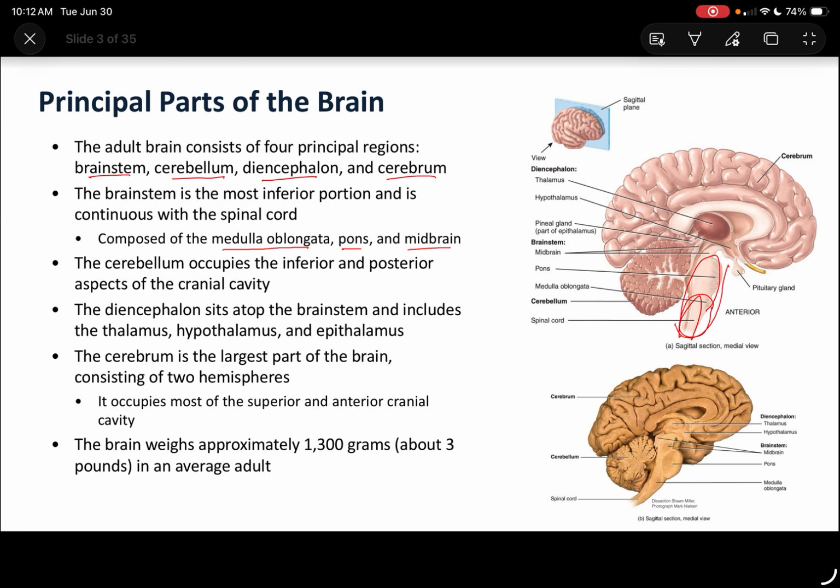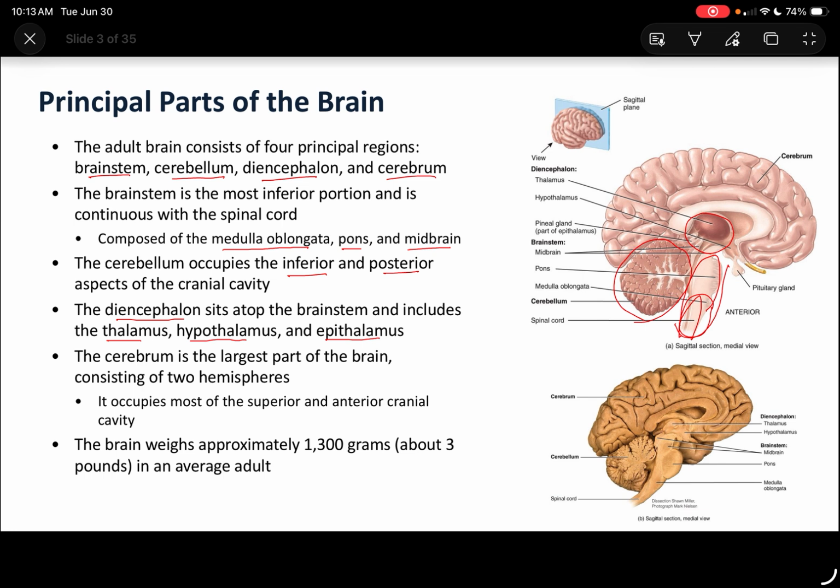The cerebellum is going to be found in the inferior and posterior aspects of the cranial cavity, so back and to the bottom of where your brain is sitting. The diencephalon is going to sit just on top of that brainstem. We can see that right in this general region here. And this is going to include the thalamus, the hypothalamus, and the epithalamus.